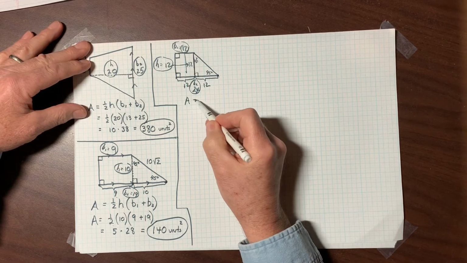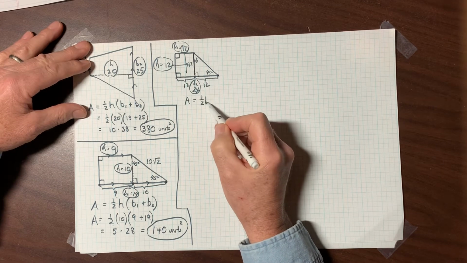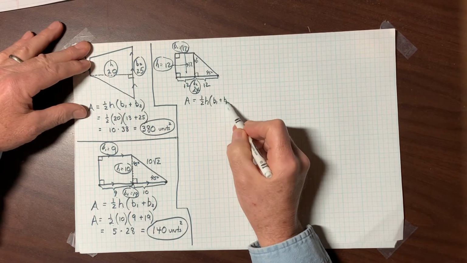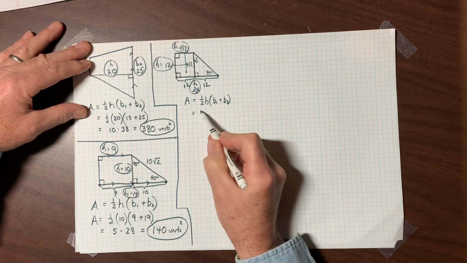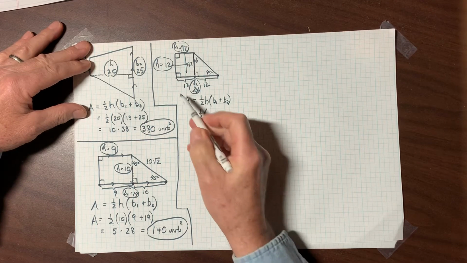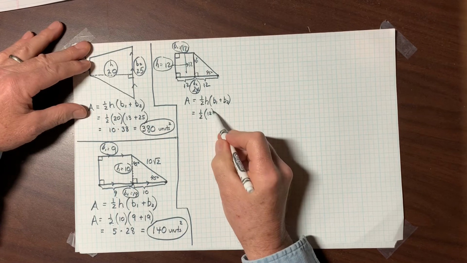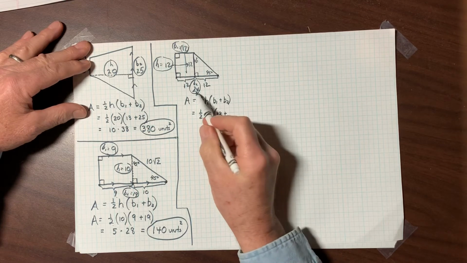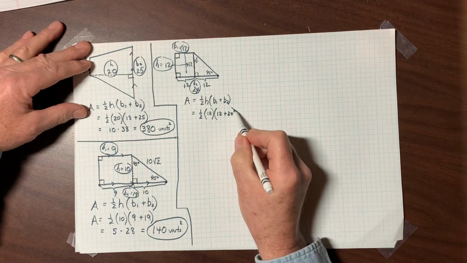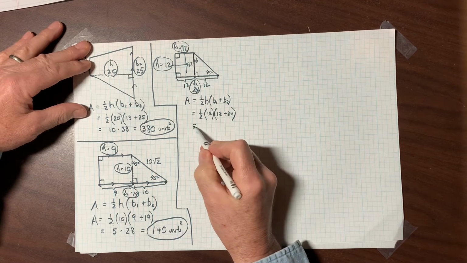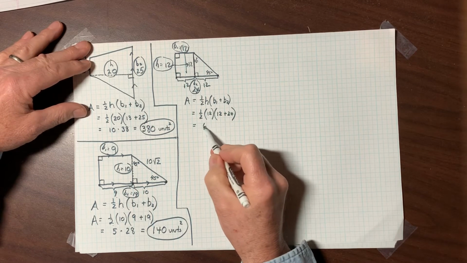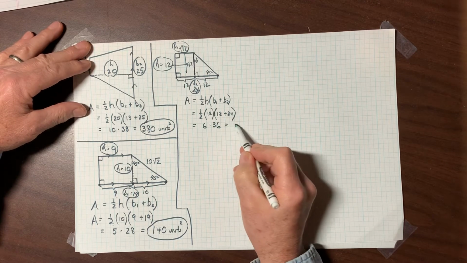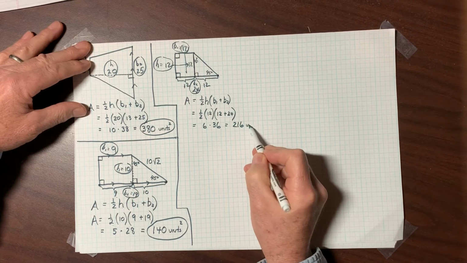Area equals 1/2 times the height times the sum of the bases, B sub 1 plus B sub 2. So I'd have 1/2. My height is 12. The top base is 12. The bottom base is 24. This is probably going to end up being a calculator problem, but half of 12 is 6, and 12 and 24 is 36. I can do that. That'd be 216 square units.